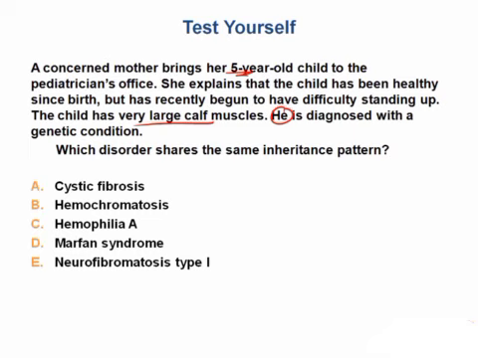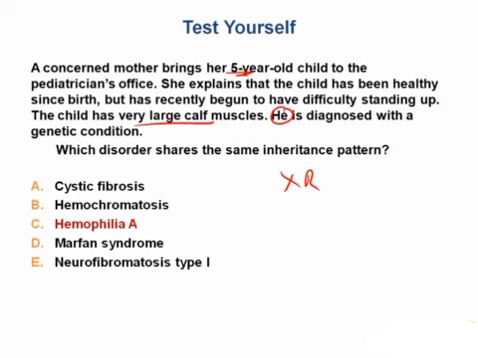Alright, so what's the genetic cause of muscular dystrophy? A mutation in the dystrophin gene. And what's the inheritance pattern? This would be X-linked recessive, which is why you pretty much only see it in males. Alright, time for the second step. So which of these diseases is X-linked recessive? This would be hemophilia A, which is answer choice C.